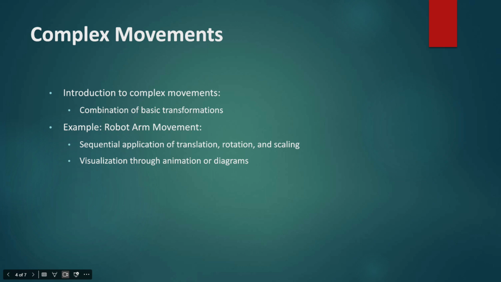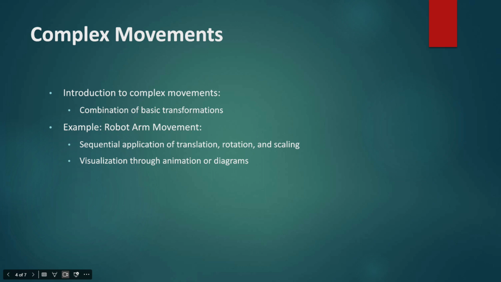Number 1. Translation. This involves moving an object from one location to another along a straight line. In the context of a robot arm, translation might involve extending or retracting certain segments of the arm to reach a specific position. Rotation. Rotation entails turning an object around a fixed point. In the case of the robot arm, rotation could be used to adjust the angle of joints, allowing the arm to orient itself correctly to grasp or manipulate objects.